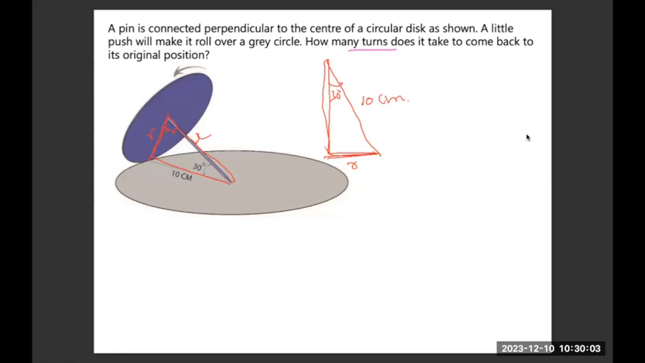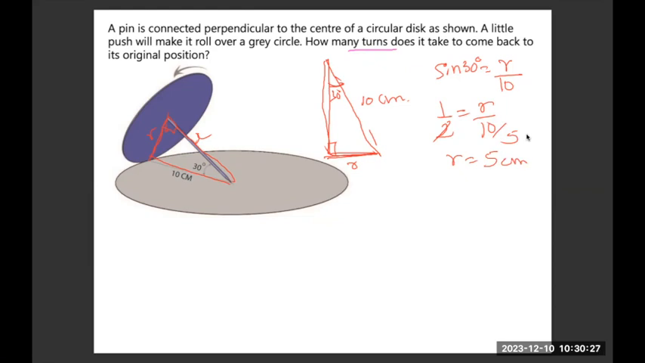So using sine theta, this is 90 degrees. So sine of 30 degrees will be opposite r upon hypotenuse dimension, which is 10. Sine 30 value is 1 by 2, equal to r upon 10. So the value of r will be equal to 5 centimeters.